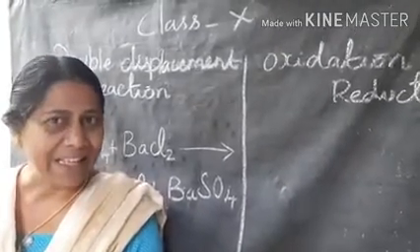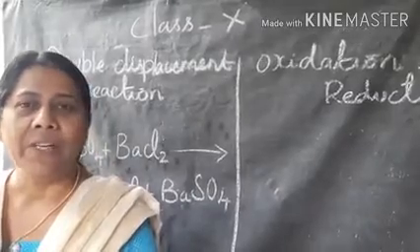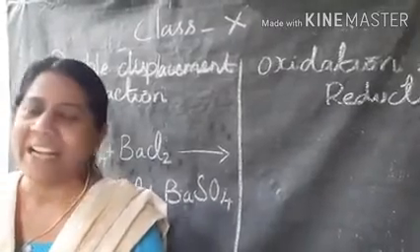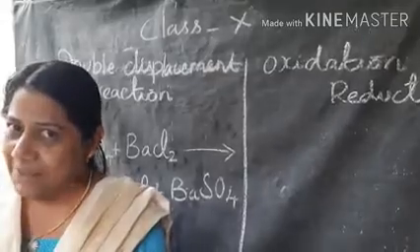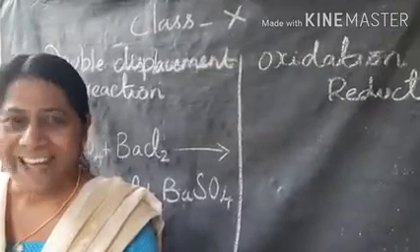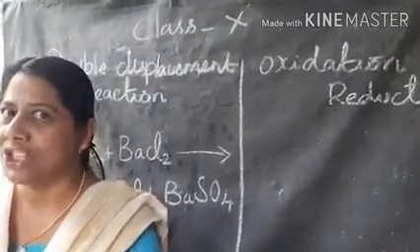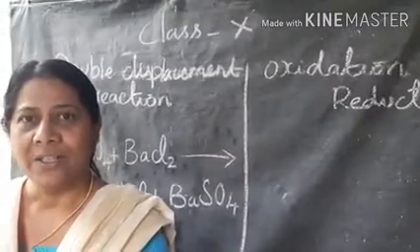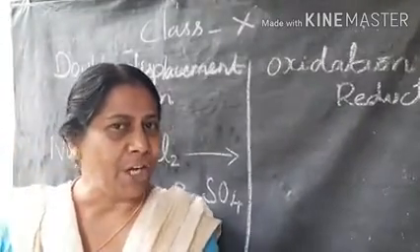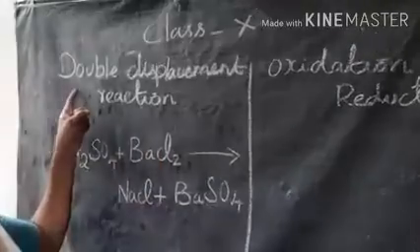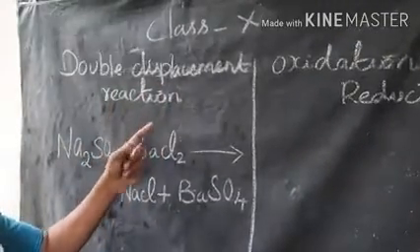Today we can see the remaining two types of chemical reactions. Already we have discussed three types. What are they? Yes, combination, decomposition and displacement. Today let us see the remaining two. One is double displacement reaction.